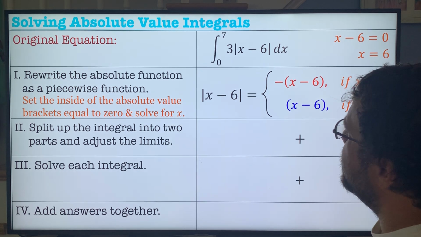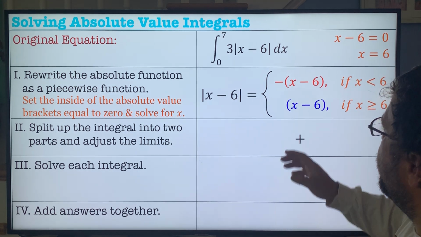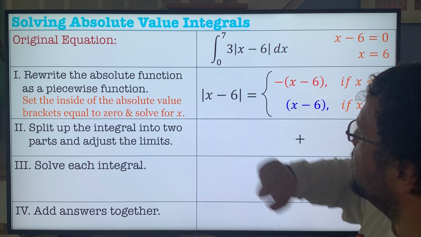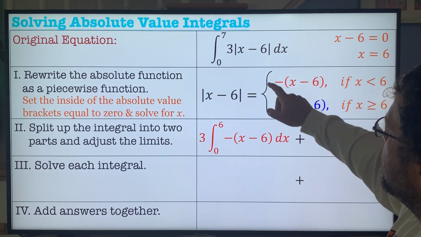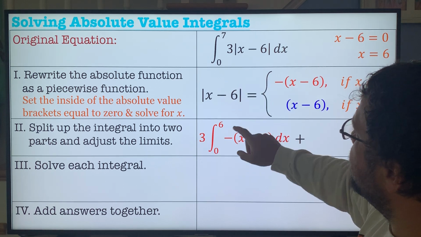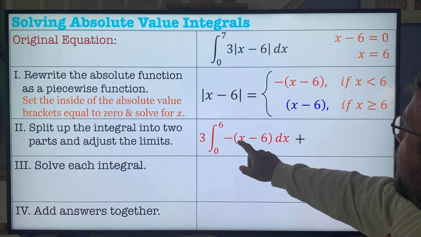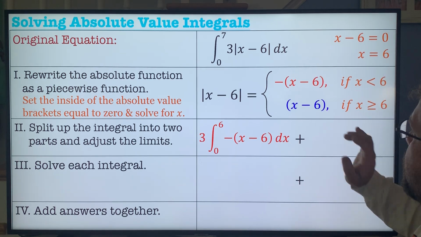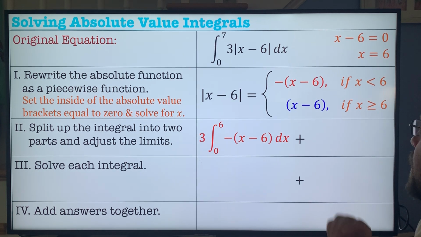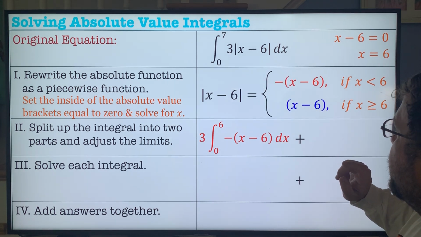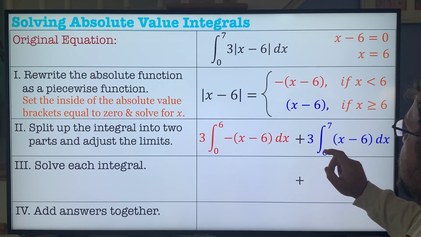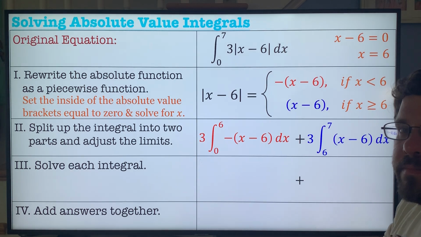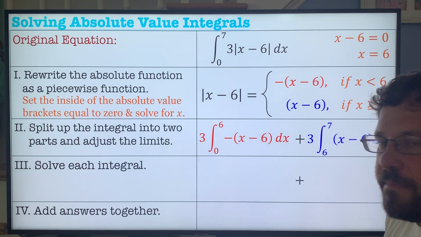You're going to split this into two different intervals. All right, so the first integral is going to be anything less than 6. So zeros are small, so it's from 0 to 6 of 3 times negative x minus 6. Plus, what do you think the next one is? 3 times the integral from, what numbers? 6 to 7, x minus 6. Got it?